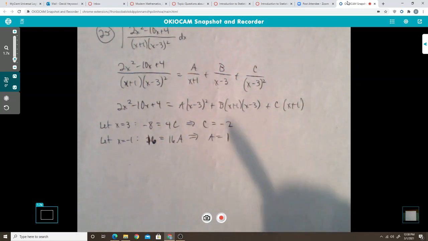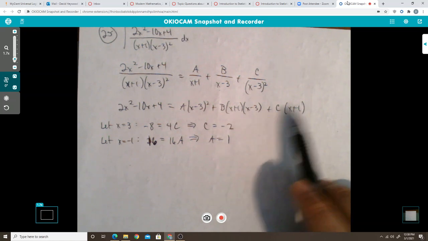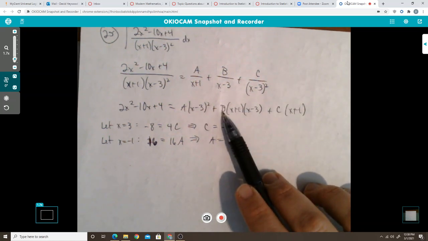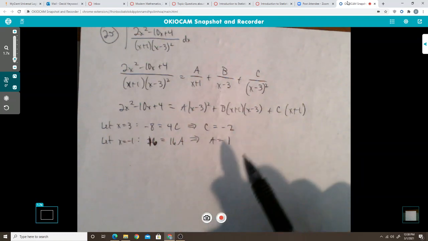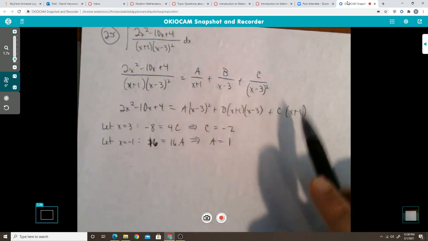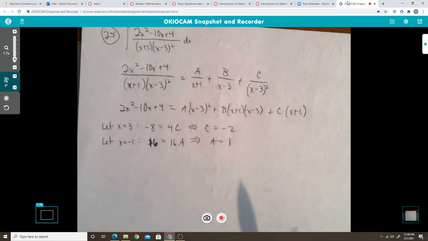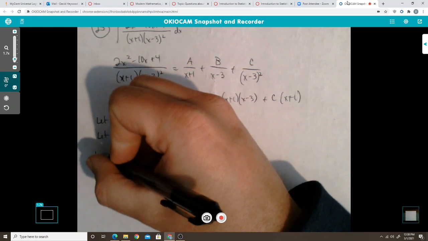Now, getting B is a little more difficult because if I plug in 3, that'll be gone. If I plug in negative 1, that'll be gone. But if I need to solve for B, nothing else is going to help me. I suppose I could plug in 0 or something. Since I already know A and C, it doesn't matter that they're not going to be canceled off because at least it'll help me solve for B. That might be a nice way to do it, right? So I'll just let x be 0.